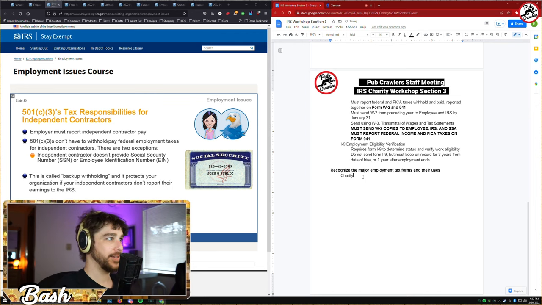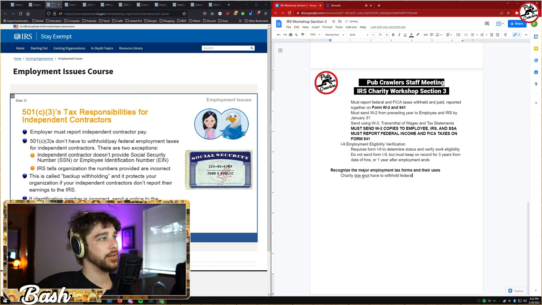This is called backup withholding, and it protects your organization if your independent contractors don't report their earnings to the IRS. The second exception applies when the IRS notifies your organization that the identification numbers provided by the independent contractor are incorrect. In both cases, your 501c3 should send a notice to the independent contractor asking for a corrected number, and it should backup withhold on future payments until the issue is resolved. Select the continue button to move forward.